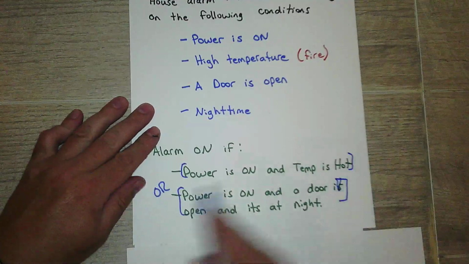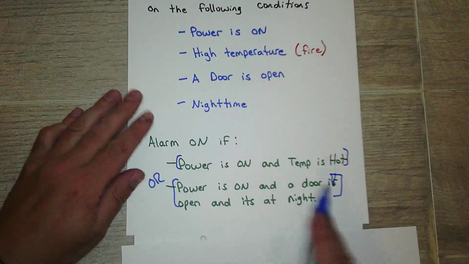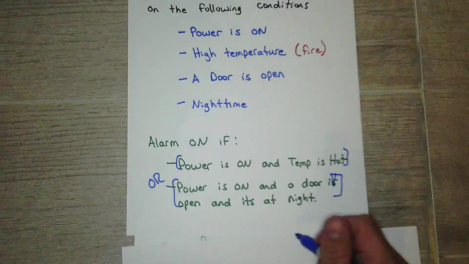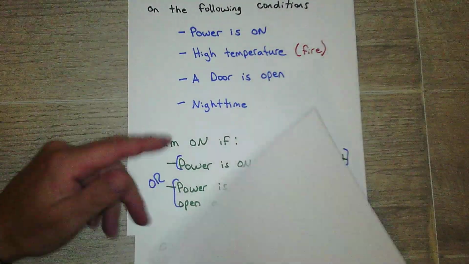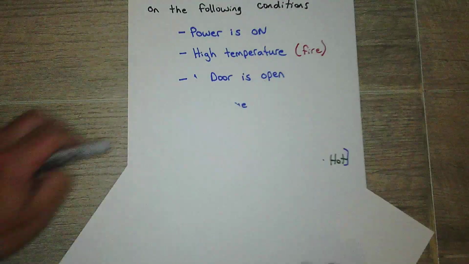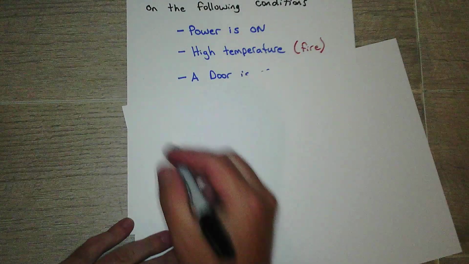So it's got to be this or this. So you work within the brackets first. Okay, so power. So here's how you set this up. Let's make a list of our... I'm gonna do it this way because it might get kind of long.